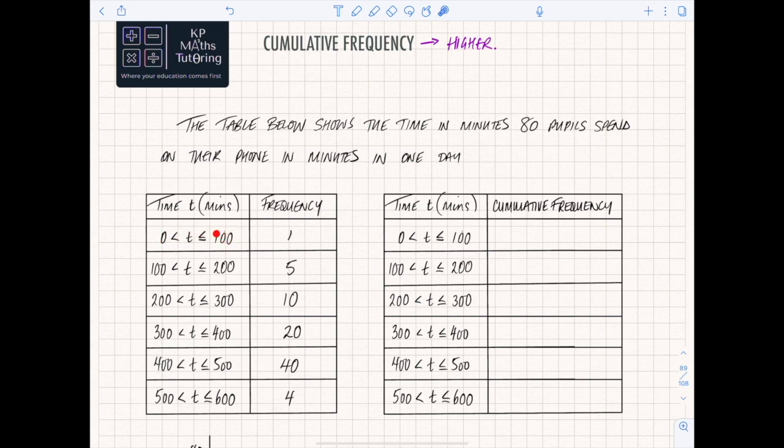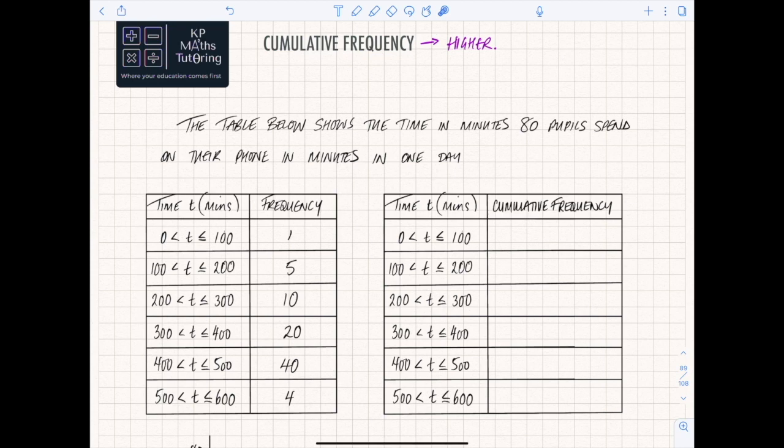If I spend 101 minutes on my phone, it means I fit into this group up to 200, 201 up to 300, etc, etc. So you can see from here that we've got one person that fits between 0 minutes and 100 minutes. We've got 5 people that are between over 100 minutes and 200 minutes. 10 people in this group, 20 people here, 40 people here, and 4 people here.